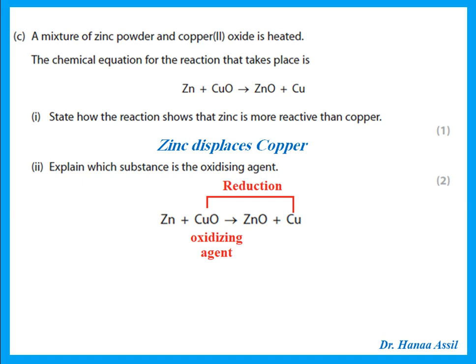So we said the one that is reduced is the oxidizing agent, and the one that is oxidized is the reducing agent. So he's looking for which one? Oxidizing agent, then we're talking about copper oxide. Why? Because this is the one that lost oxygen. This is the one that gave oxygen to the other one. So we say it is an oxidizing agent.